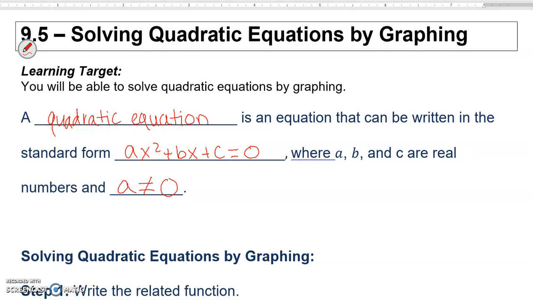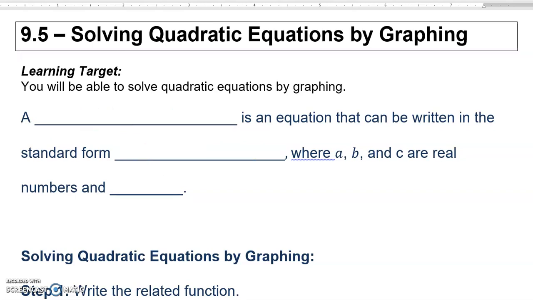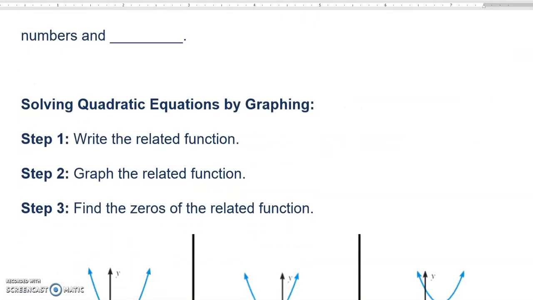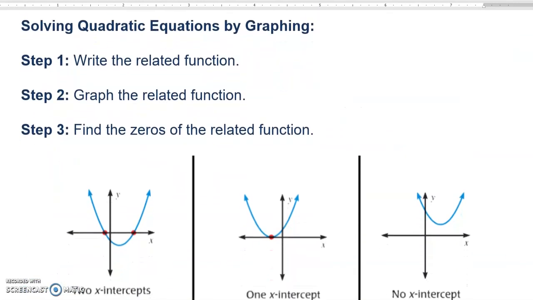Alright, so now we're going to practice solving quadratic equations by graphing. So the steps are to write the related function, graph it, and then find the zeros. So here, since this one has two x-intercepts, it has 2 zeros. And those zeros are our solution to the quadratic equation. This one has 1 zero, and this one has no zeros.